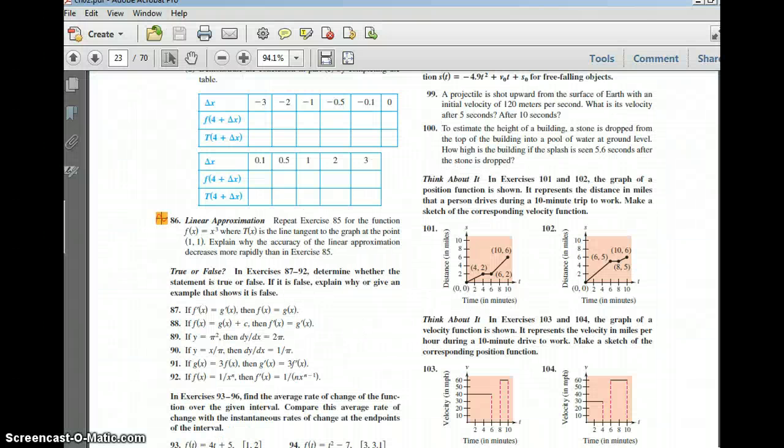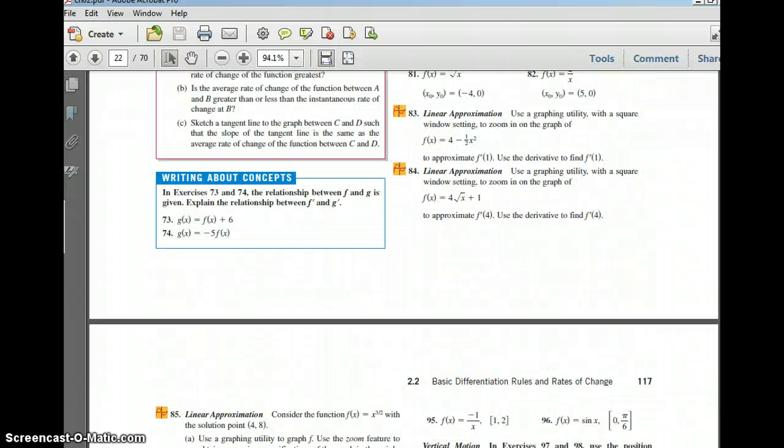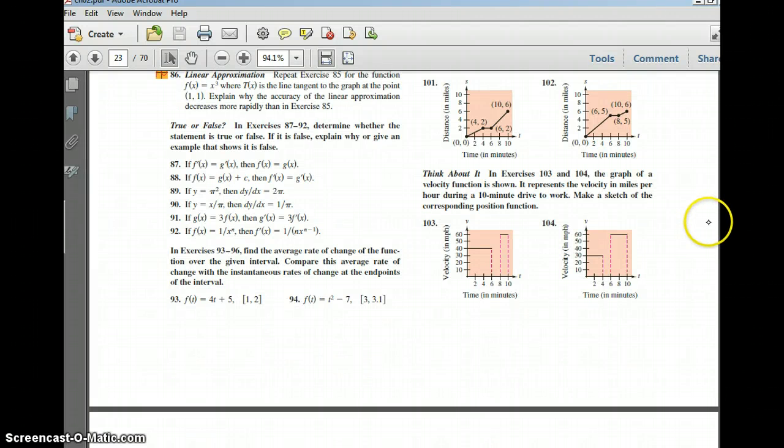Okay, now let's look at, I was asked to talk about instantaneous versus average rates of change. So this is the homework from section 2.2. So I'm on page 117. Numbers 93 to 96. It says find the average rate of change of the function on the given interval. Compare that rate of change with the instantaneous rate of change at the endpoints of the interval. So let's look at 94.